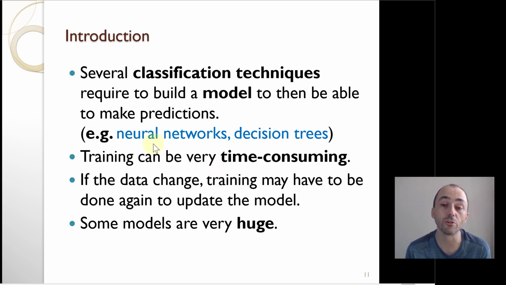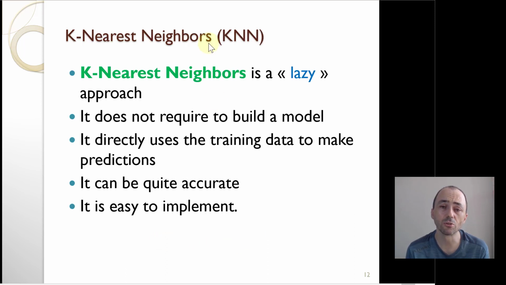If you have, for example, the deep learning neural networks, sometimes you need a lot of data, and it can take many hours or days to train the network. And also, if the data change, training may have to be done again to update the model. So this is one issue with many classification techniques, and some models will also be huge. So today I will talk to you about the K nearest neighbors, we call KNN.